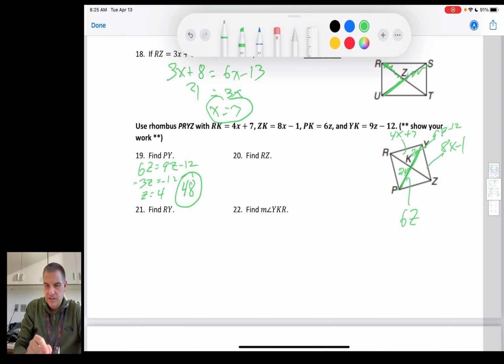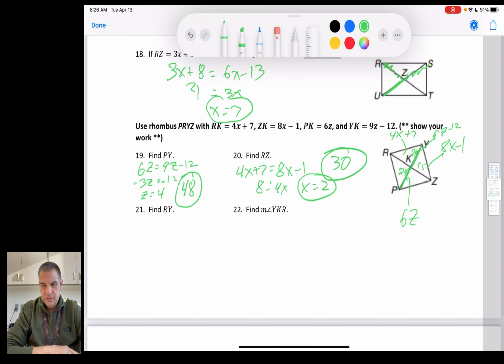Now we got to find RZ. So we know that RK, 4x plus 7, is going to equal 8x minus 1. Again, solve. You get 8 is equal to 4x. X is equal to 2. Substitute that in there. That makes that 15. 15 plus 15 is 30.